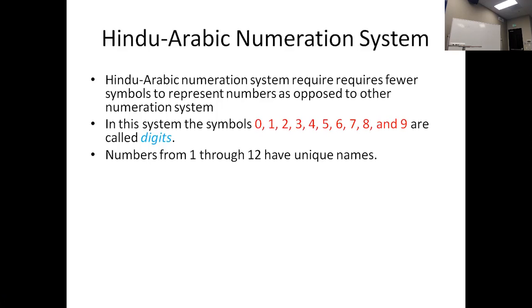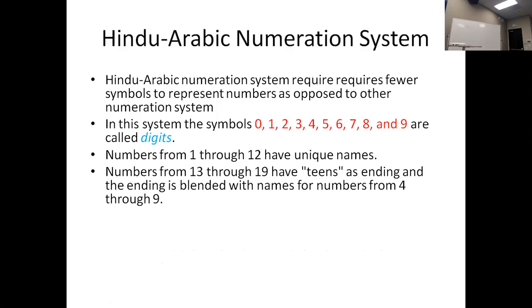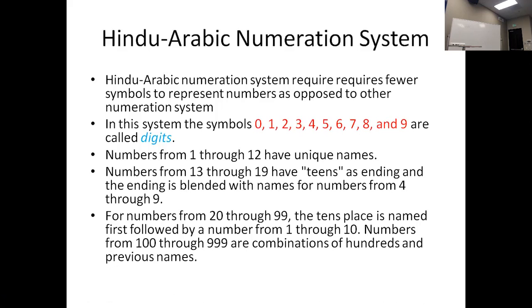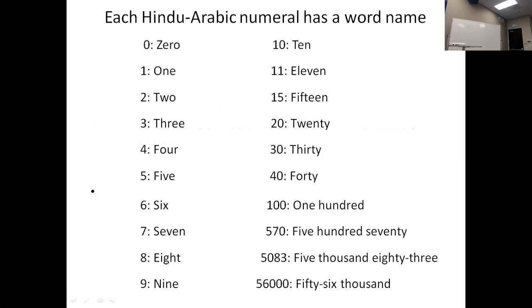They have unique names from 1 to 12, then 13 through 19 are called teens, and so on. For numbers from 20 to 199, the tens place is named first, followed by the number. Numbers from 100 to 999 are a combination of hundreds and the previous names. So these are clear. For example, 5630 is called 56,000.